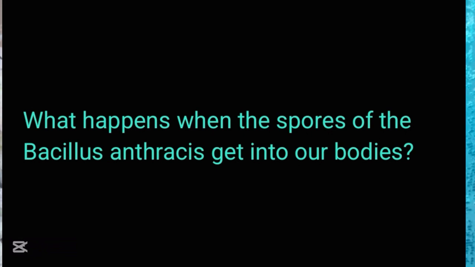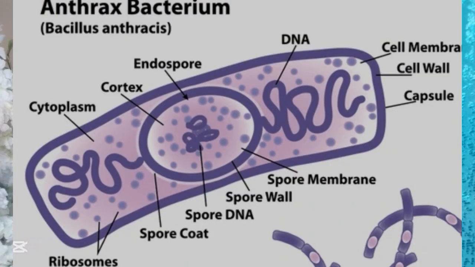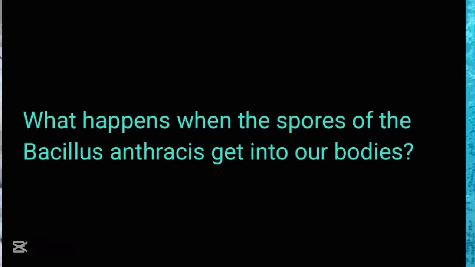The vegetative form of the Bacillus anthracis has a capsule. A capsule is like a shield that surrounds the vegetative form of the Bacillus anthracis, such that it protects it from being destroyed by the cells of the immune system. For example, the macrophages. The immune system, by the way, is the system within our bodies that is responsible for protecting us from invading germs. For example, bacteria, in our context, the Bacillus anthracis.